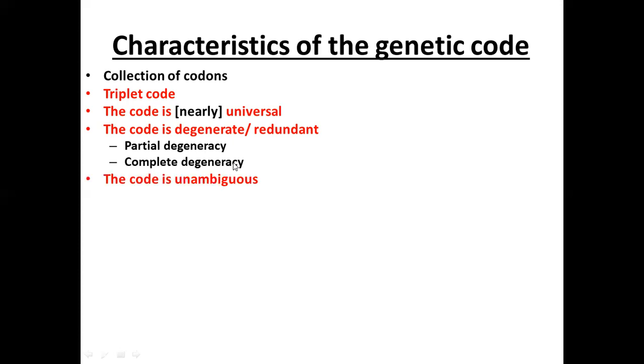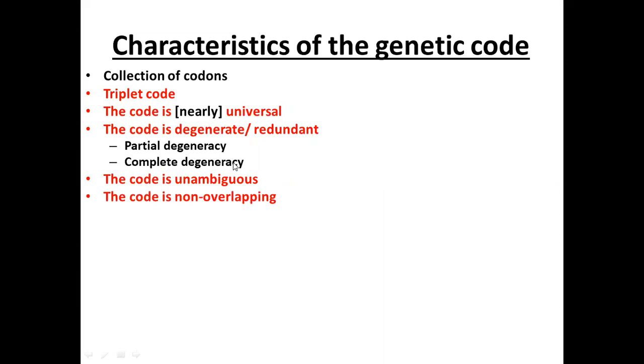And then the genetic code is unambiguous or non-ambiguous. By this, we mean that a single codon can never code for more than 1 amino acid. A particular codon will always code for the same amino acid. Now, looking at degeneracy and non-ambiguity, while the same amino acid can be coded by more than 1 codon, which we termed degenerate, the same codon will not code for 2 or more different amino acids, and that is called non-ambiguous.